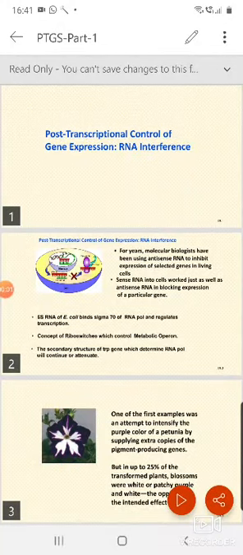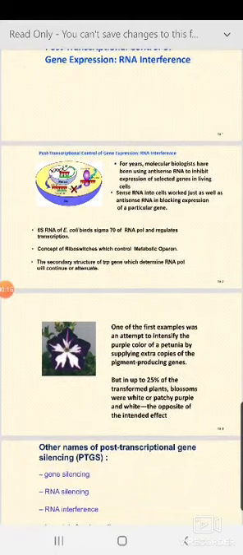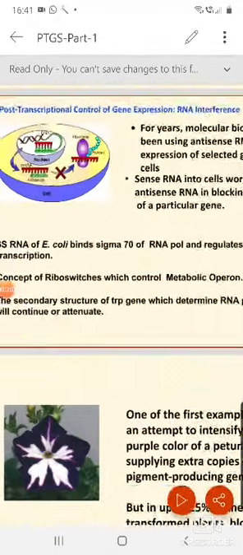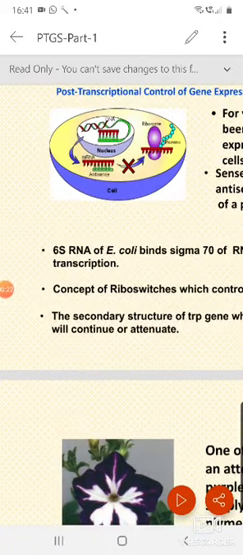Good morning, students. Today we are going to study post-transcriptional control of gene expression, RNA interference. To understand that, we will discuss some of the experimental evidence, and then we will come to the meaning of RNA interference. Now, if you see this diagram carefully, you will see inside a cell, transcription is going on, followed by translation also going on inside the cytoplasm.